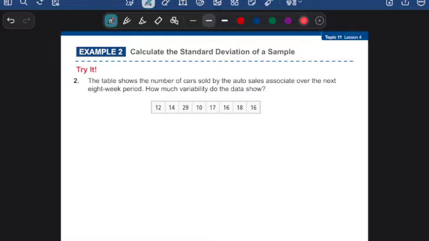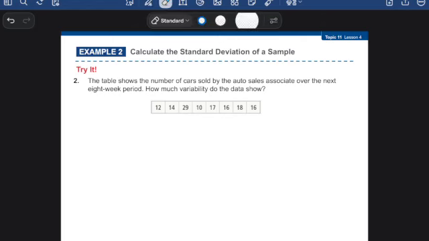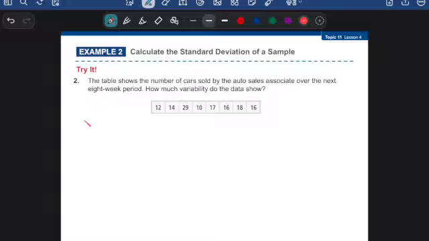So for the try it, we're going to do the same thing. It's a separate 8-week period, so we're going to calculate the mean and then the standard deviation. So calculating the mean, adding up all the data points, and dividing by the number of data points, we would get our mean of 16.5.